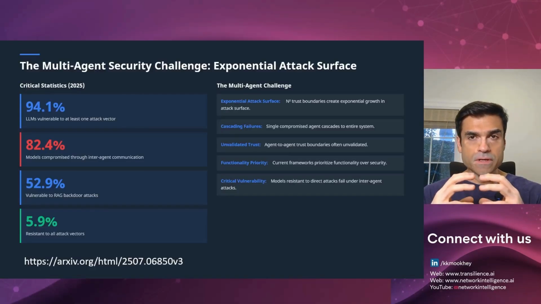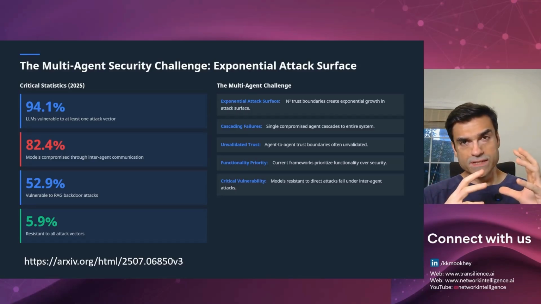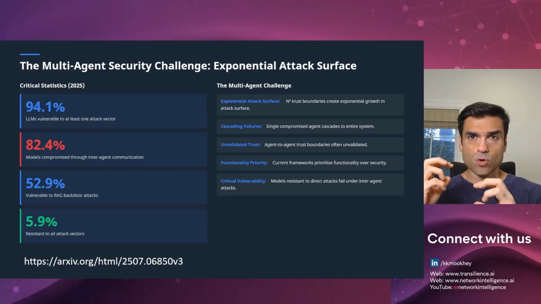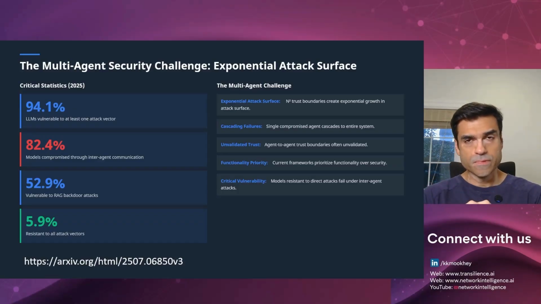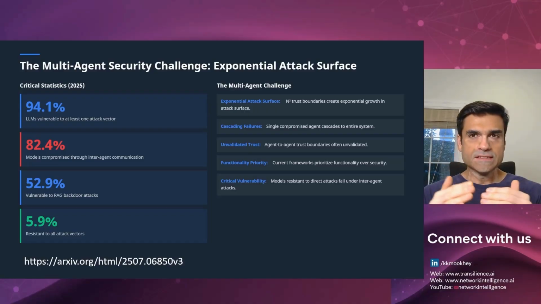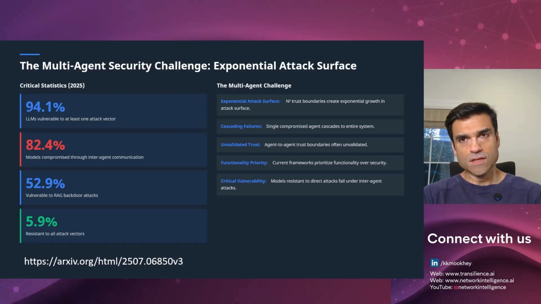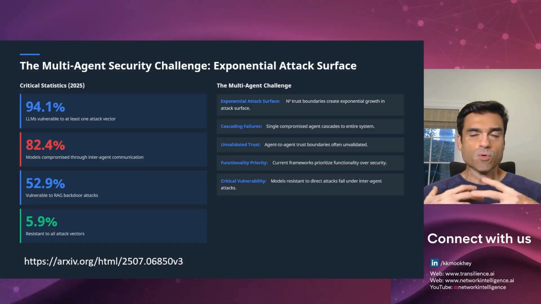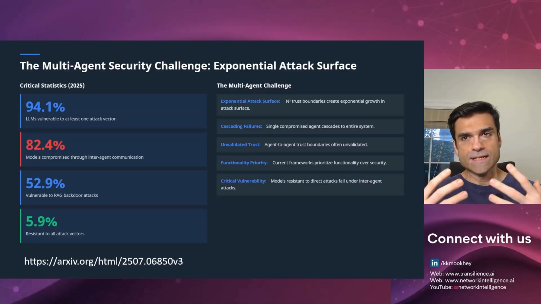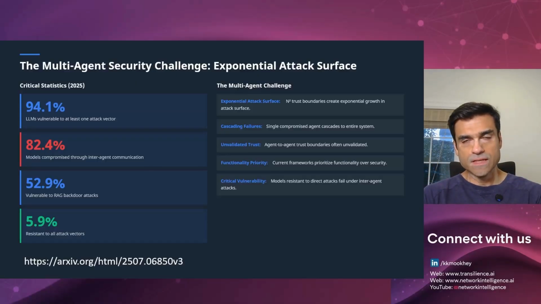Now, all of the stuff that we've seen so far, whether it's the CSA Agentic AI red teaming attacks or the OWASP top 10 for Gen AI, all of these attacks that we've been exploring through all our videos so far, each of these becomes so much worse in a multi-agent setup. And let's take a look at why that is so.